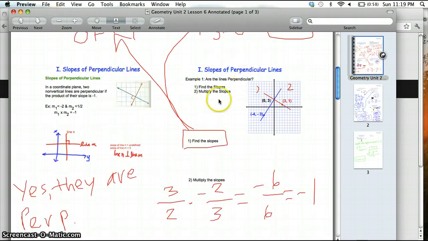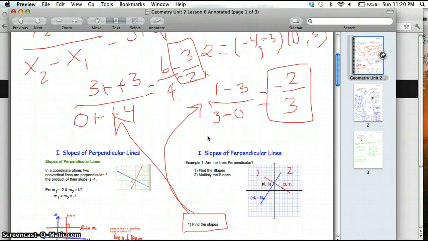Now let's look at example number 1. The question says, are the lines perpendicular? And remember, the way that we prove that is we use the slope formula. Then we take the slopes from both lines, multiply them together, and see if the slopes equal a -1. So let's look at line number 1. I went ahead and labeled them for you. The red line is line 1 and the blue line is line 2. So first we're going to find the slope.